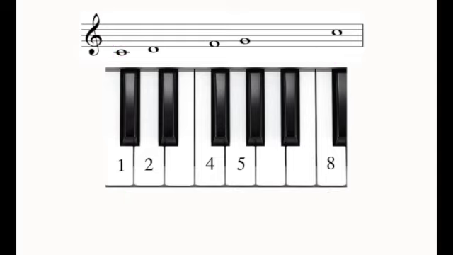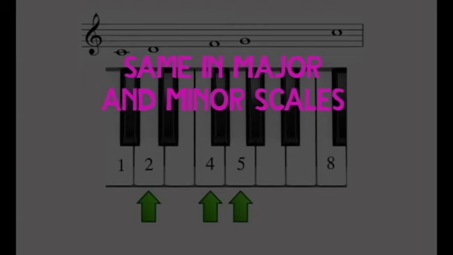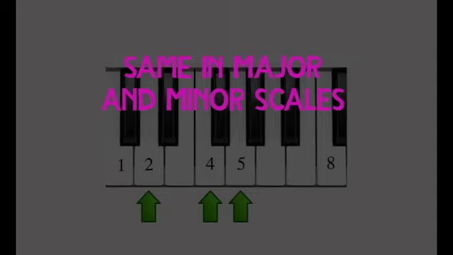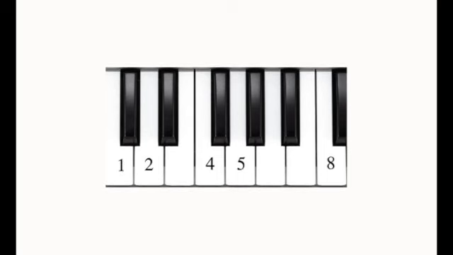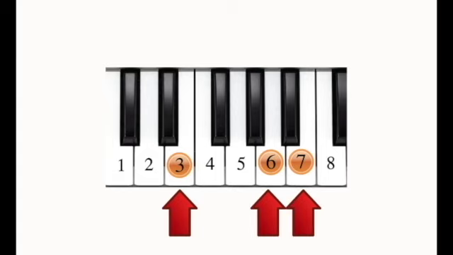To simplify things visually, here we have a C scale represented on the piano keyboard with the scale degree numbers. And just as we said before, the second, fourth, and fifth scale degree are the same whether we're in major or one of the three forms of minor. It's helpful to remember the three scale degrees that do change whether you're in major or one of the forms of minor, and that would be the third, the sixth, and the seventh scale degree.